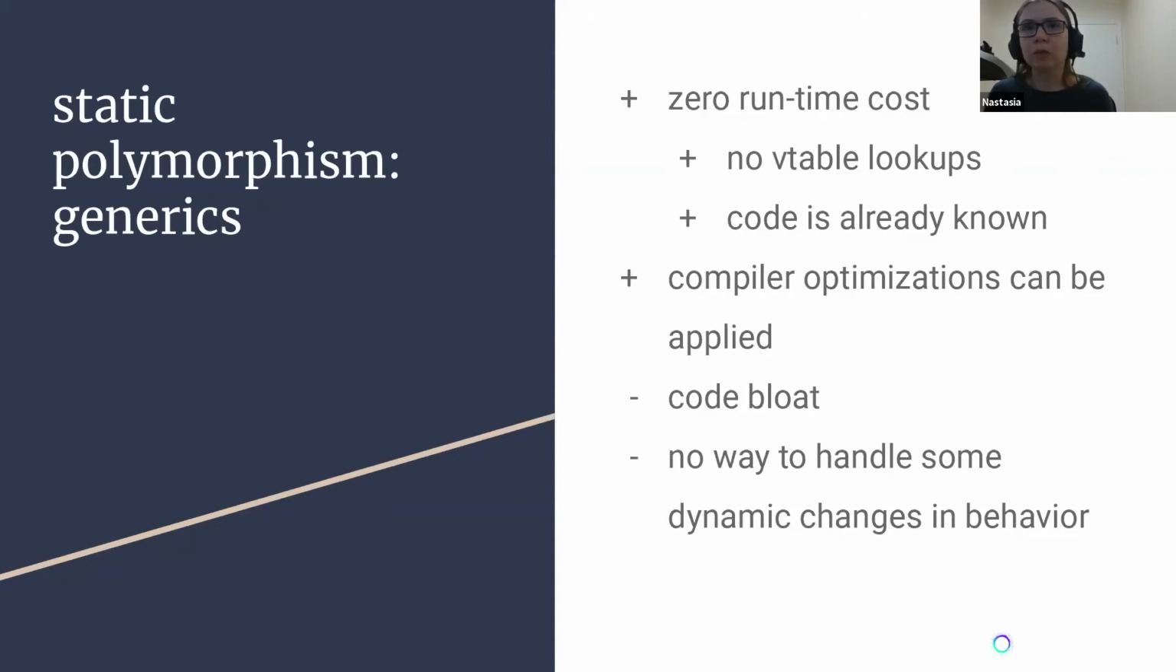The second problem is that since generics are applied during compile time, they wouldn't be so flexible to react to any changes in behavior happening at runtime. So there are certain cases which cannot be implemented by generics at all.